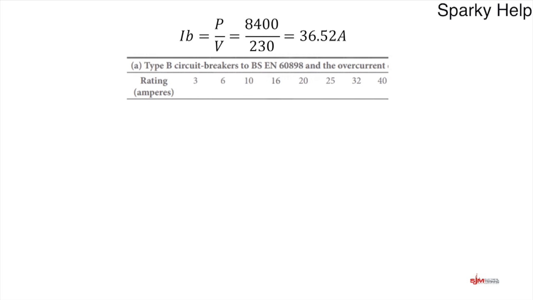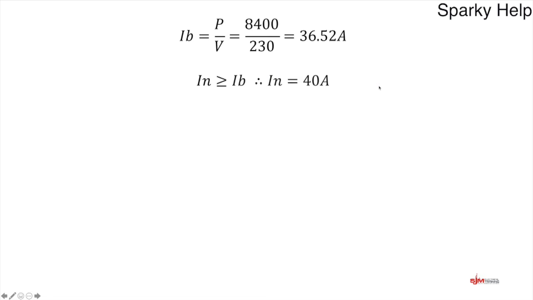Remember, the next thing we need to do is select our protective device. And again, this comes from chapter 41 of BS 7671. You could also go to appendix 3, unless you happen to know what the protective device sizes are without looking them up, then obviously do that. So here we need a protective device that is 36.52 amps or more. And as you can see, what we would go for would be the 40 amp. So IN is greater than or equal to IB, therefore IN from our previous table would be 40 amps.